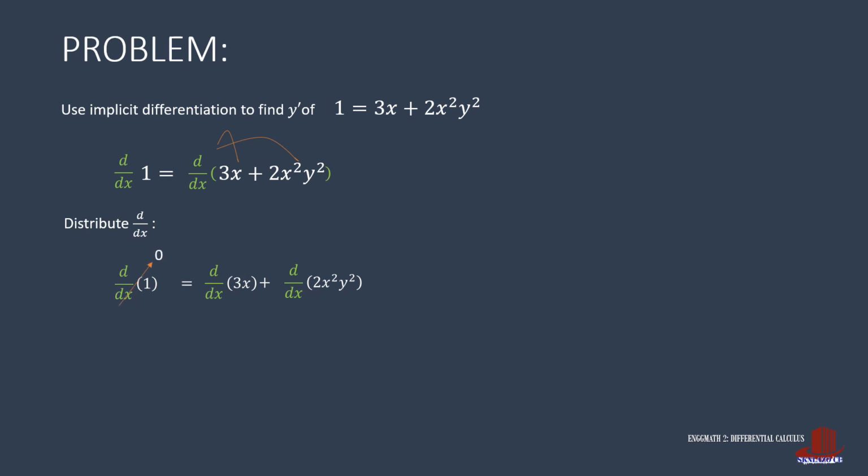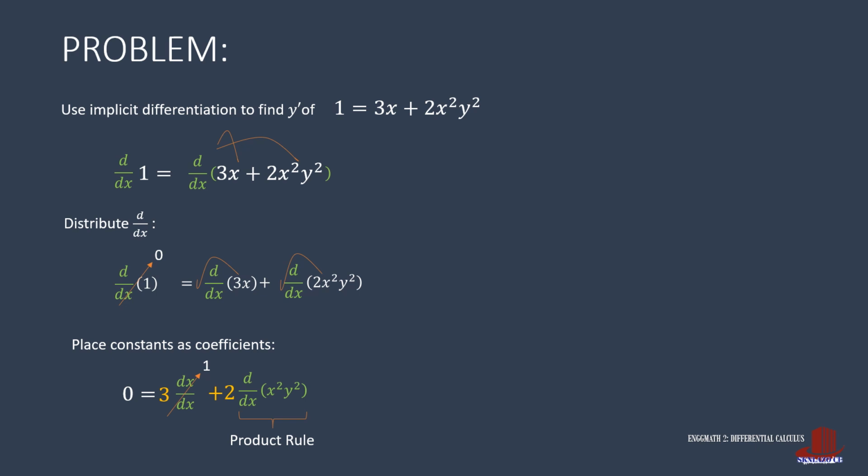From the left side, the derivative of a constant is 0. Simplify each term a bit by placing the constants aside. So the function is now 0 as equal to the constant 3 with the derivative of x. Add to this the constant 2 with the derivative of x squared y squared. dx upon dx becomes 1. Then the derivative in the second term requires the product rule.